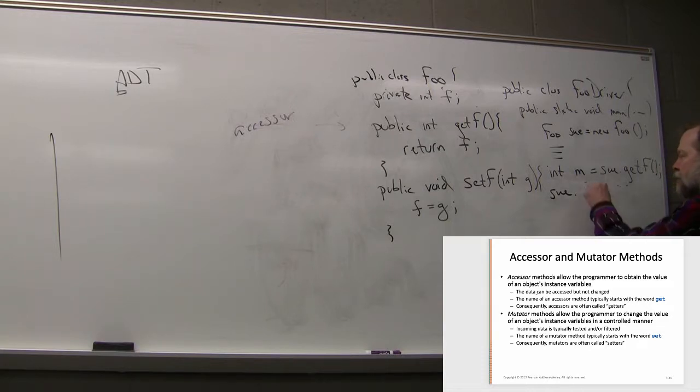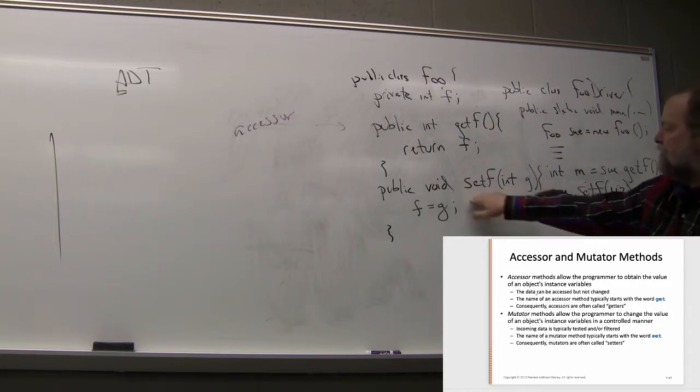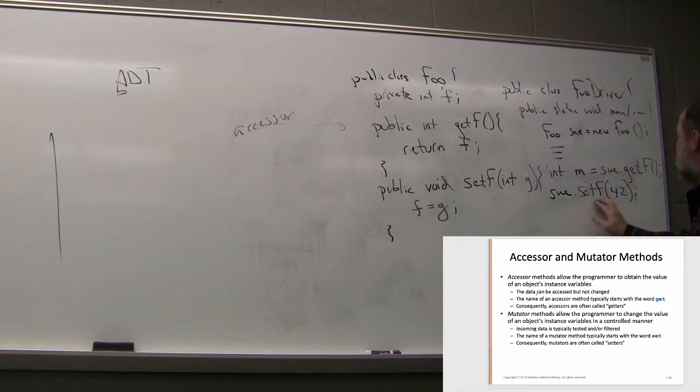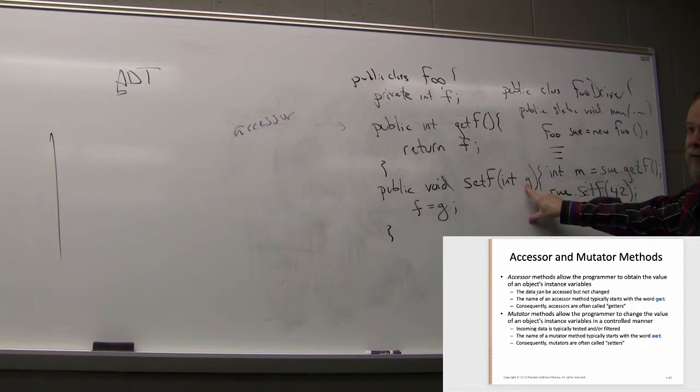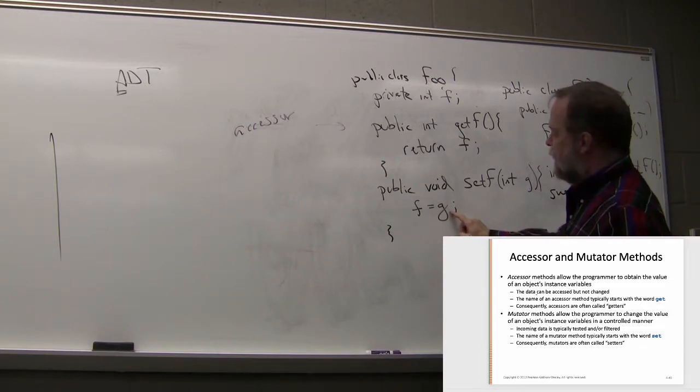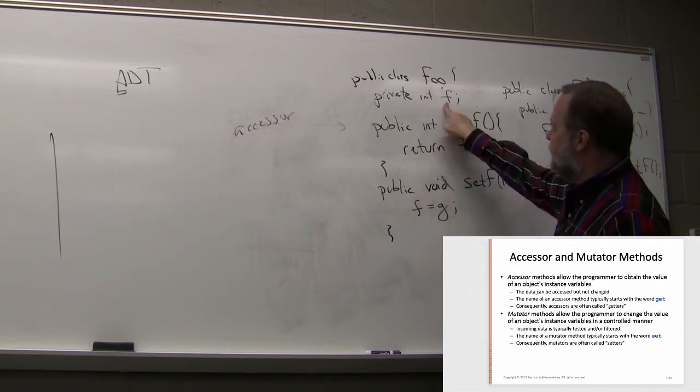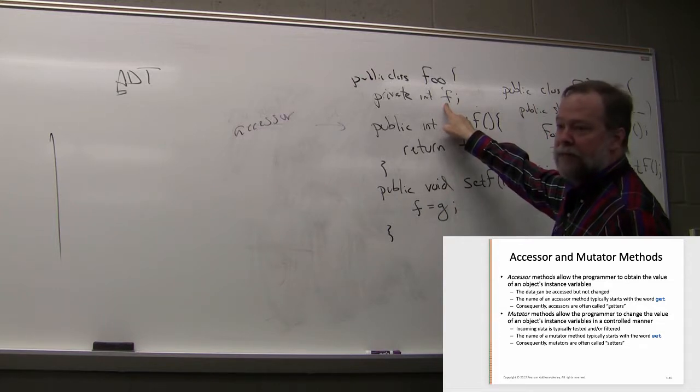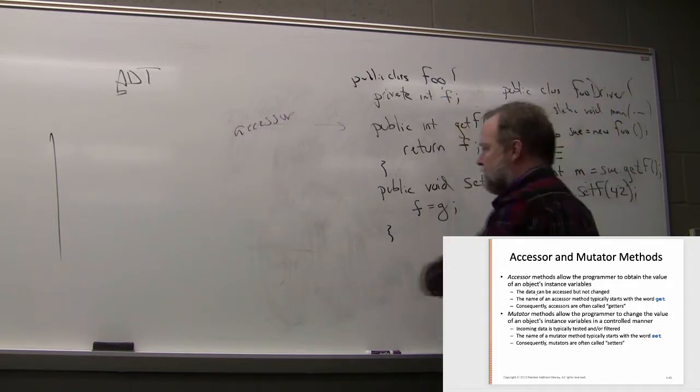So I'll say Sue.setF(42). Now I'm good to go. Because Sue is calling this method called setF, which is public, so anybody can access it. So I'm going to call that method with the argument of 42. So 42 is going to get mapped into the g parameter over here. And I'm going to take the value of the g parameter, 42, and I'm going to store it into f, the private field of this object. All right? So that is a mutator.